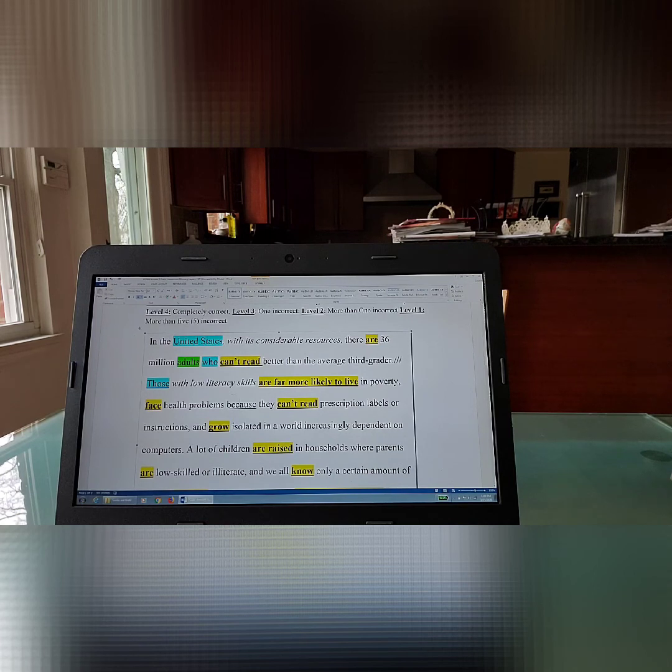Because they can't read prescription labels. Okay, so they. Right? So can't read. Who can't read? I need a noun or a pronoun to be the subject. There's my pronoun right there. That was a little spittle. Okay.